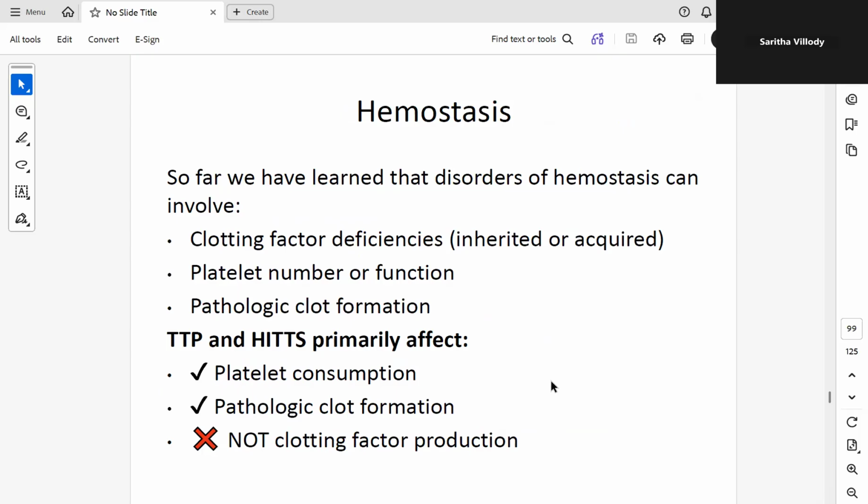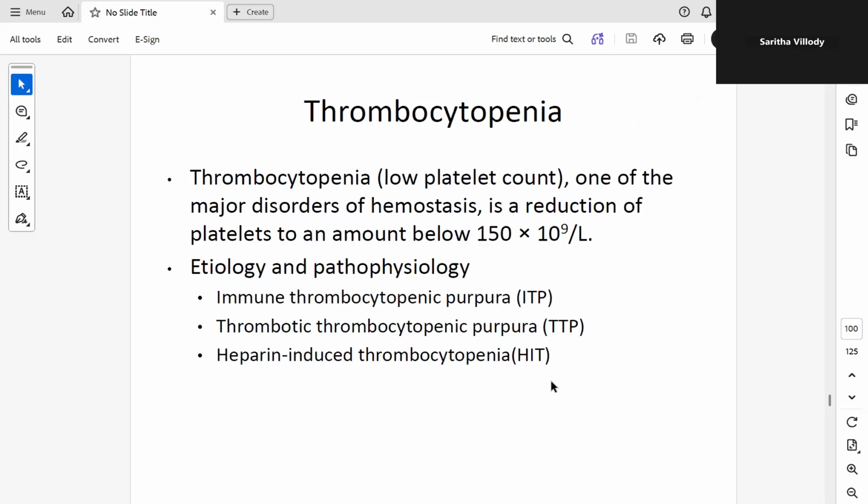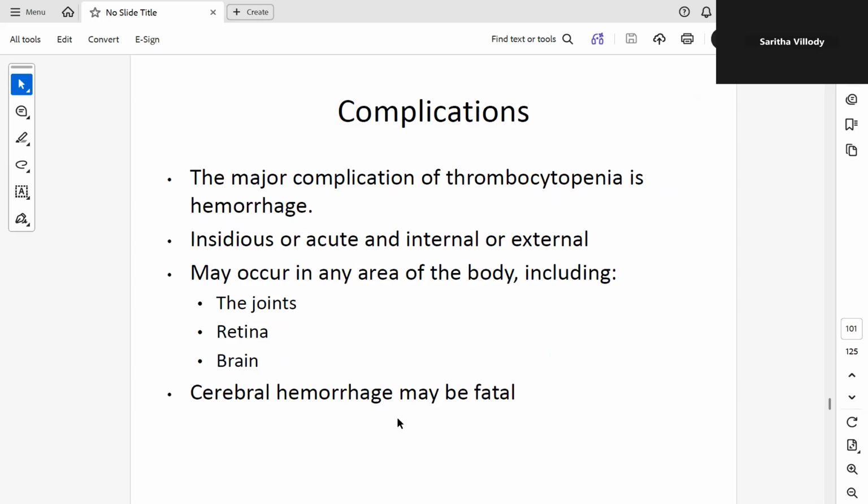One last condition in this is low platelets, or thrombocytopenia. Thrombocytopenia means the platelet count is below 150. There are three different categories. The management is almost the same except for heparin-induced thrombocytopenia. Immune-related thrombocytopenia can happen as an autoimmune disease. Thrombotic thrombocytopenia is a very rare condition; you would never see that. And then the other type is heparin-induced. So thrombocytopenia basically means reduced platelet counts.